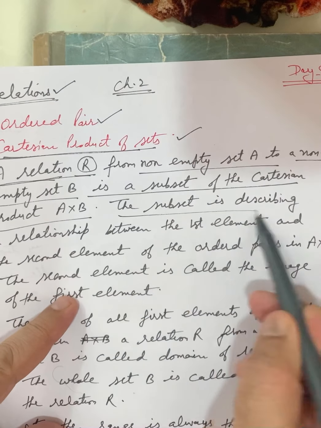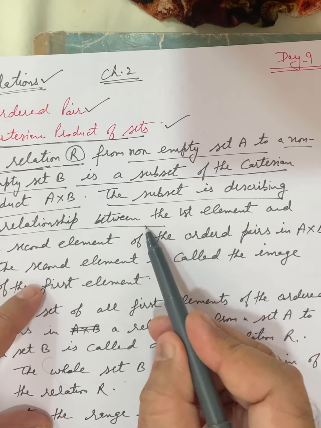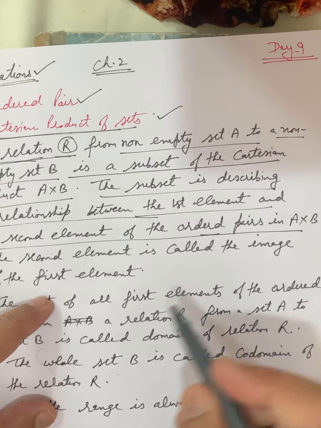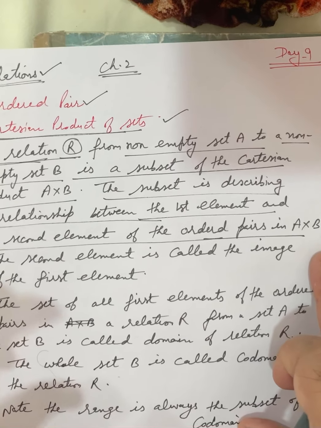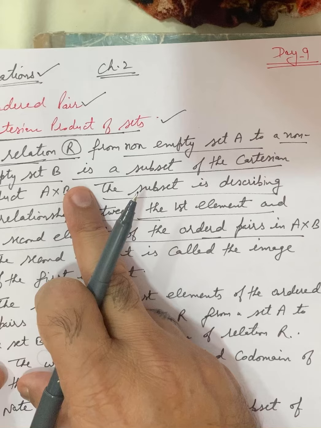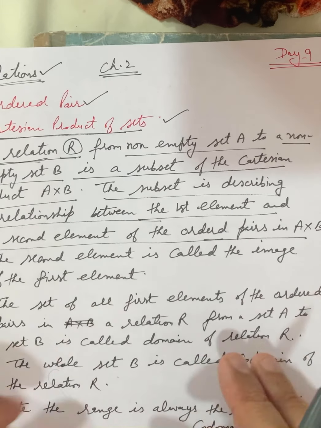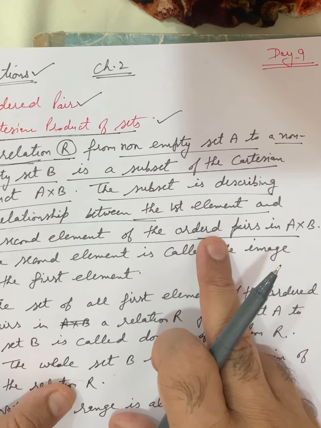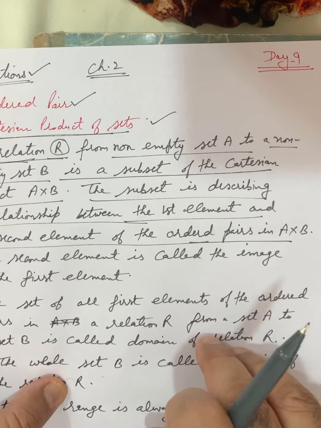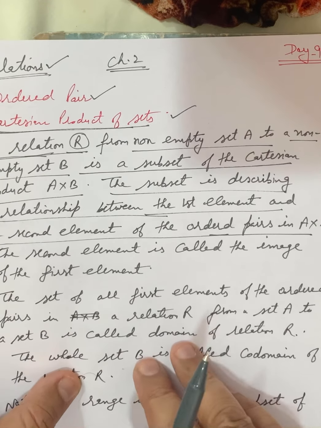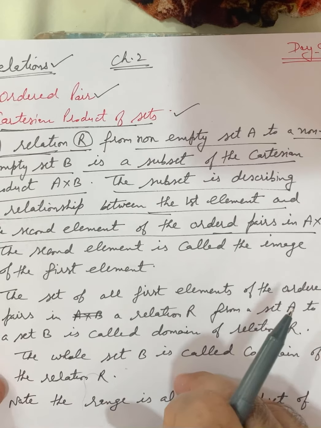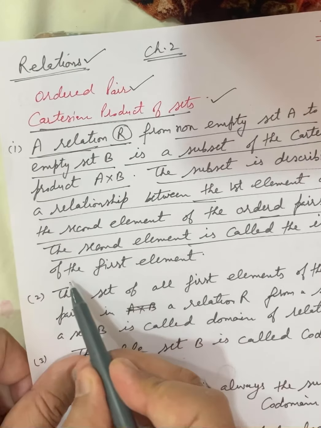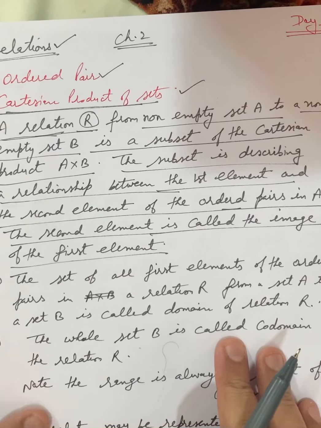Now the subset is describing a relationship between the first element and the second element of the ordered pair in A cross B. What is the meaning of this line? When we form the Cartesian product, we get the set of all the ordered pairs. Now, the first element of the ordered pair will have some relation with the second element of the ordered pair. That will be the particular relation from A to B. The second element is called the image of the first element in the ordered pair.